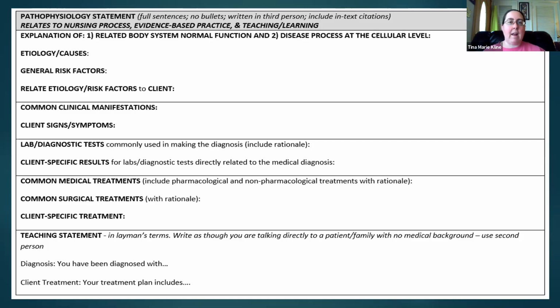So tell me about that. If we're doing a chest x-ray for an exacerbation, it's likely going to be to rule out any type of infection, okay?